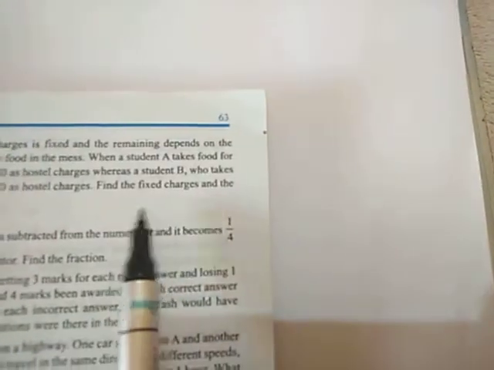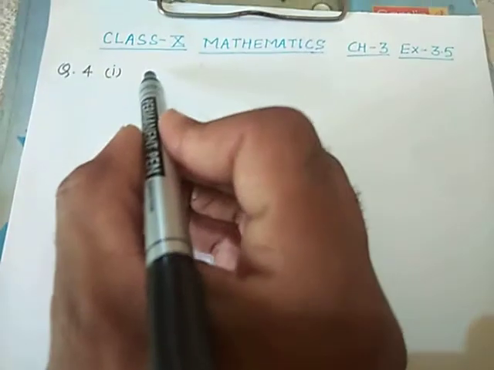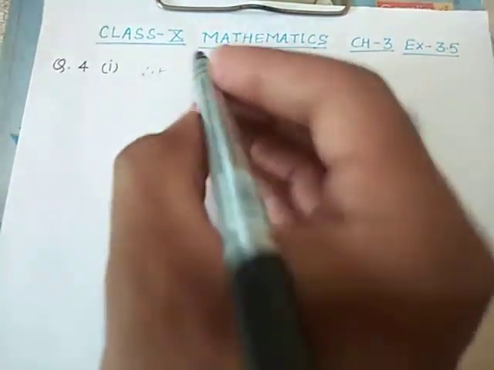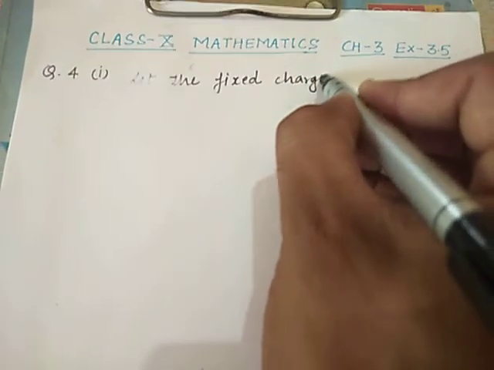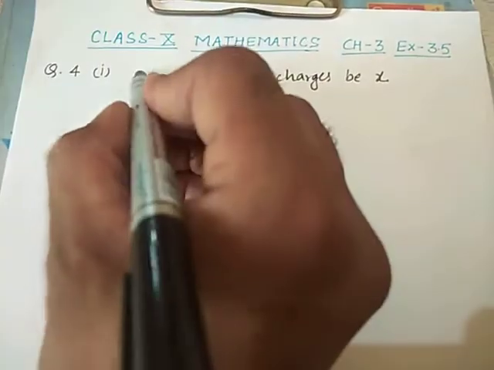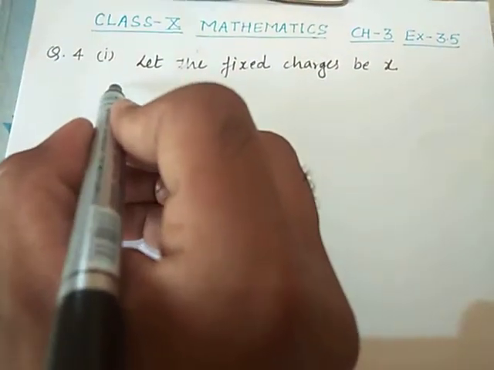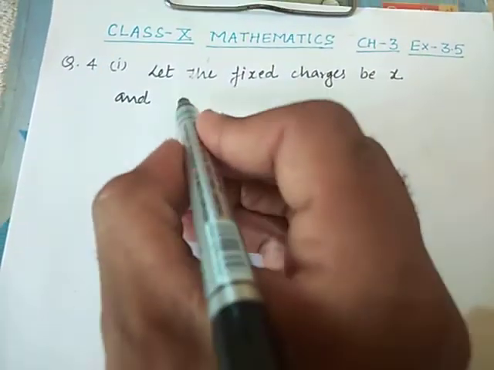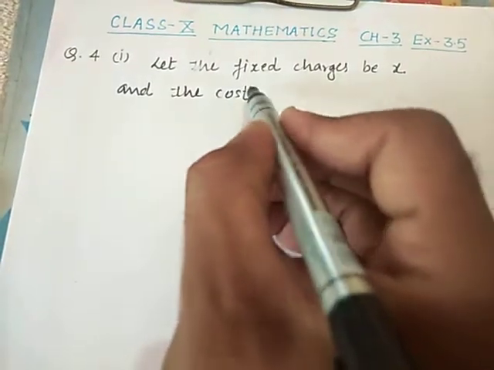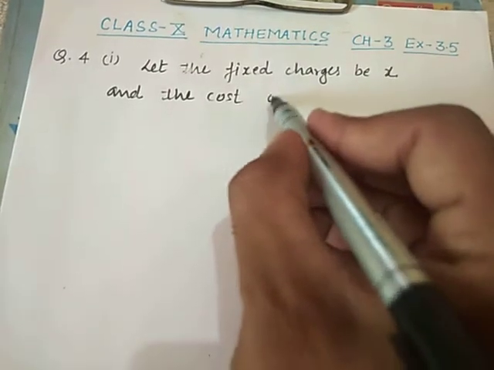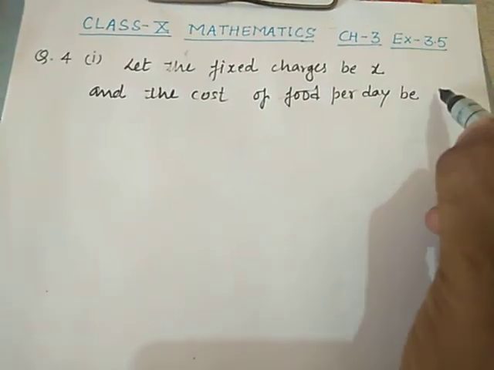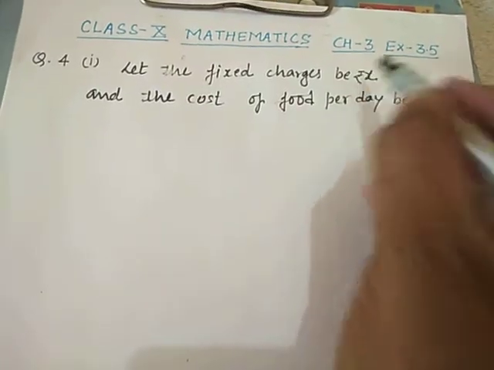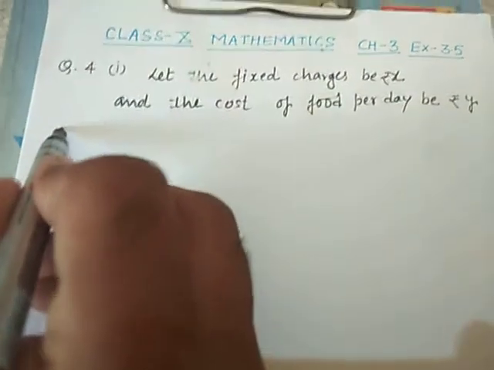Here we have given 2 conditions. So we will just assume it as, let the fixed charges be x, and the cost of food per day be rupees y. Okay, so our first condition is given.